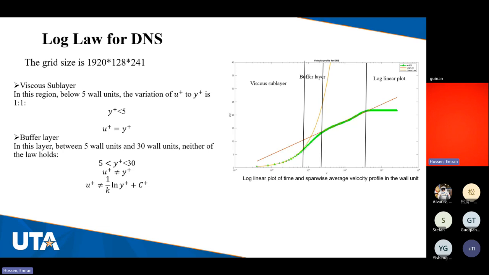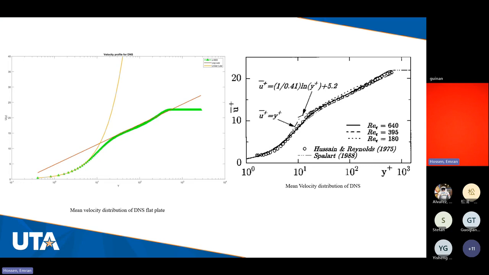Next, our results sections. First, we can show the mean velocity distribution of the DNS flat plate. We already showed that one. Next, there is another mean velocity distribution of DNS, which is compared with another resource from Dr. Hussain and Reynolds. You can see the DNS curve.